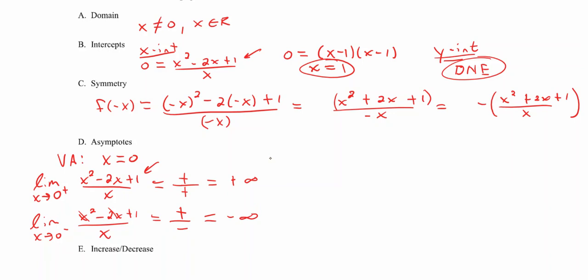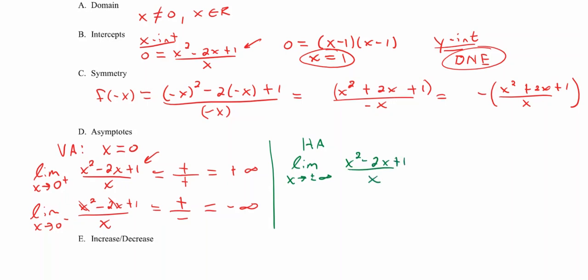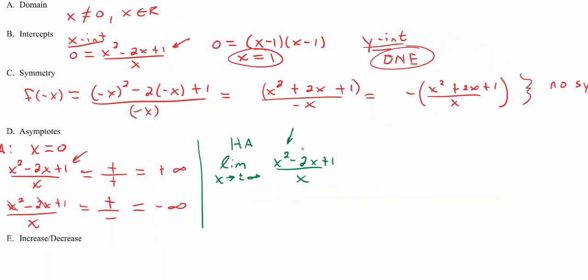So now let's look at our horizontal asymptotes. So if we take the limit as x approaches positive or negative infinity of x squared minus 2x plus 1 over x, then we have a situation where the degree of the top is bigger than the degree of the bottom, right? The top is growing faster than the bottom is, so this thing never does approach 0 or 1 or any kind of number, right? So in this case, the limit does not exist.